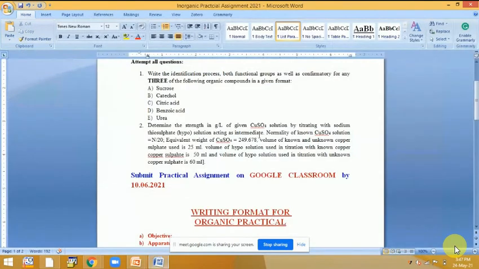Okay. So they provide you the volume of copper sulfate for known and unknown both cases, that is V1 as well as V3 will be 25, and for known copper sulfate the hypo solution will be 50, that is V2, and for unknown copper sulfate V4 will be 60. So in this way you put the values and do your calculation so that you get your final result.